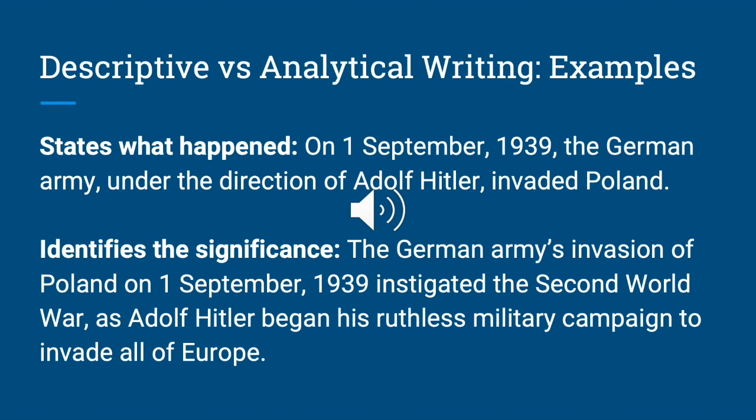So it does contain some of the same information. It talks about the German army being involved, Adolf Hitler, the same date, the same event, but it states why this event matters. And it matters because it began the Second World War. So it's interpreting the significance of these specific events rather than merely stating the details of the events.